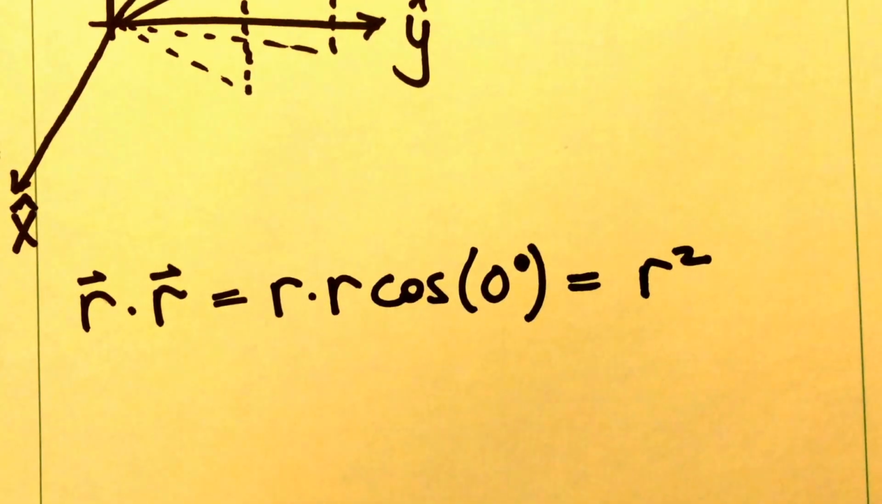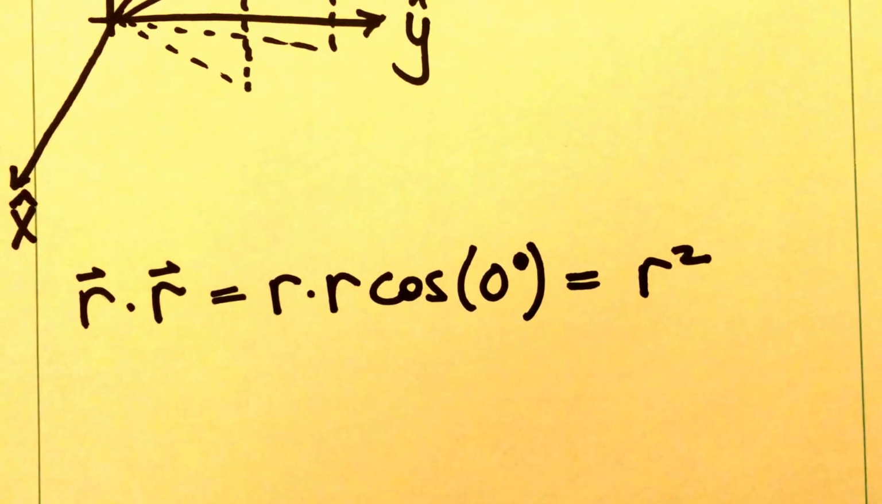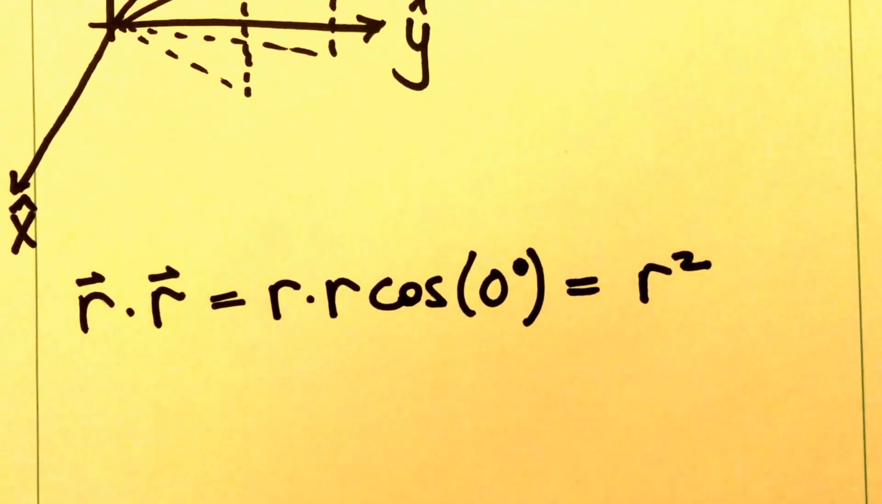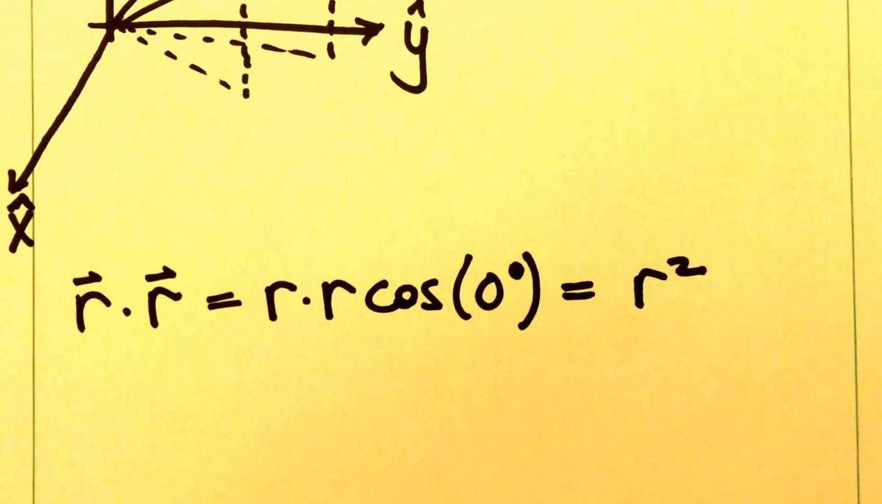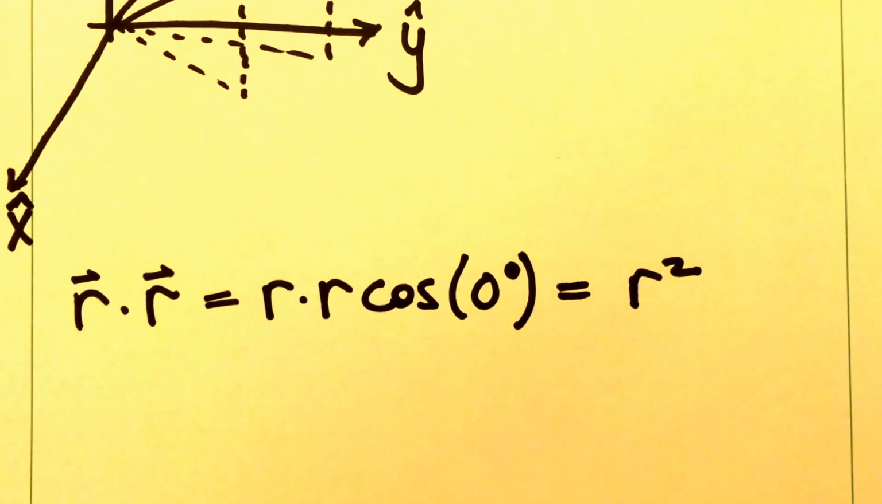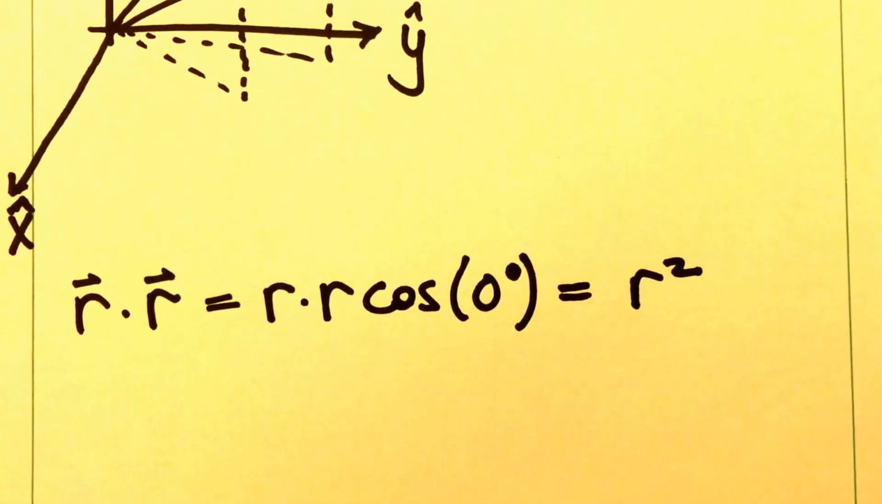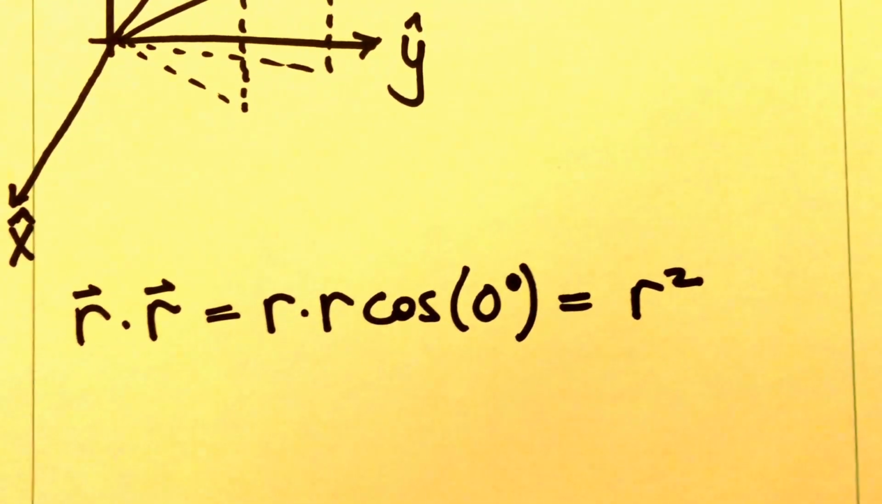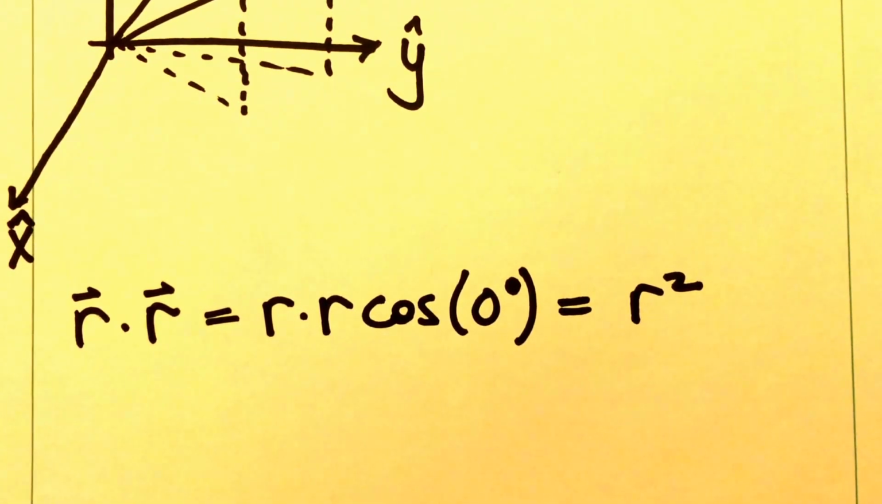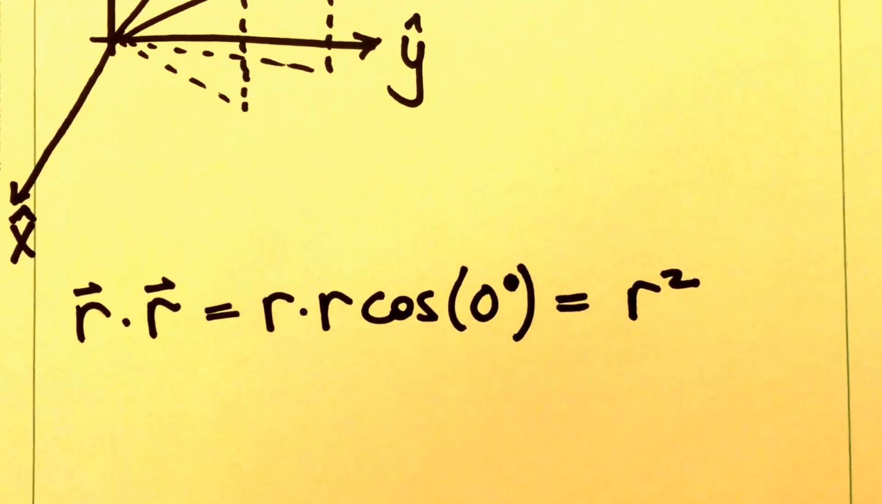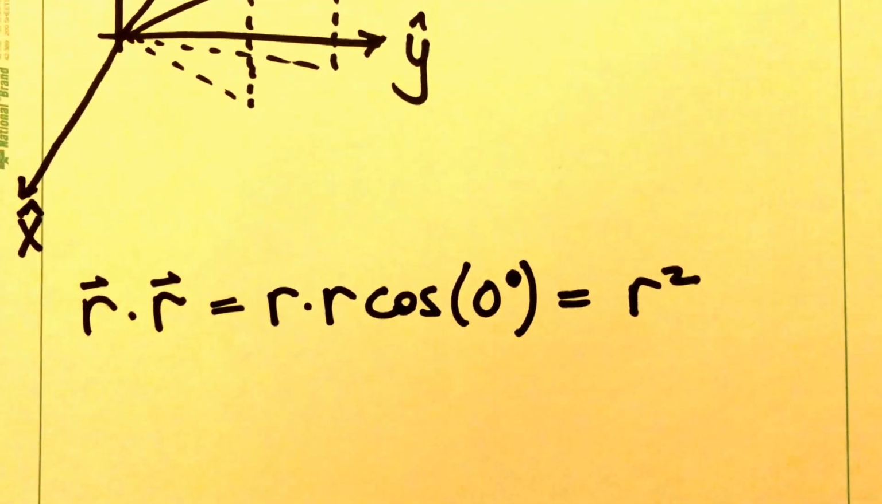This relationship is particularly convenient when you need to calculate the magnitude of a vector. So if you dot a vector into itself, then of course the angle theta between a vector and itself is 0, cosine of 0 is 1, and so r dotted into itself will actually just be the magnitude of the vector r squared. That'll come in handy frequently whenever we do problems where you need the magnitude of the vector.